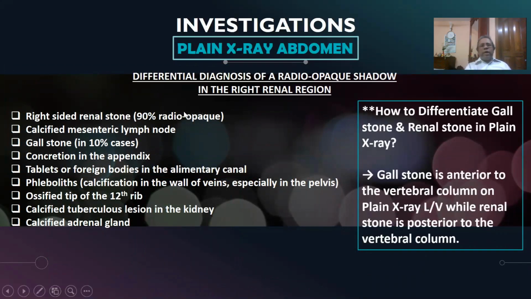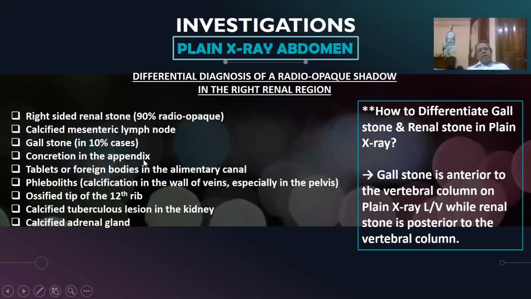So look at the differential diagnosis of a radiopaque stone shadow in the right renal region. Right-sided renal stone, 90% radiopaque; calcified mesenteric lymph nodes. It is another thing, be careful about it. The mesentery has a lot of lymph nodes in the abdomen, located here and there. In case of tubercular lymphadenitis in the abdomen, healed by anti-tubercular drugs, subsequently it becomes healed with some calcifications. That calcified lymph node may be mistaken for gallstones or renal stones. Other differentials: gallstone in 10% of cases, and concretion in the appendix.